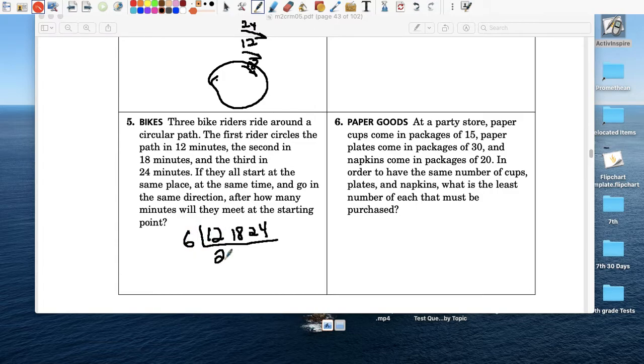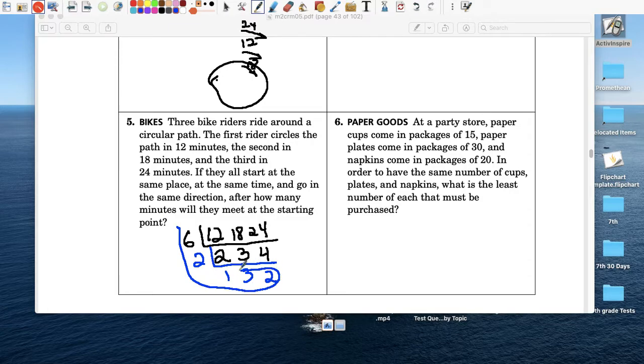6 goes into 12 2 times. 6 goes into 18 3 times. 6 goes into 24 4 times. Can we still go on? Yes, we can. And we're going to use a 2. 2 goes into 2 1 time. 2 goes into 3, no. So just write it down. And 2 goes into 4 2 times.